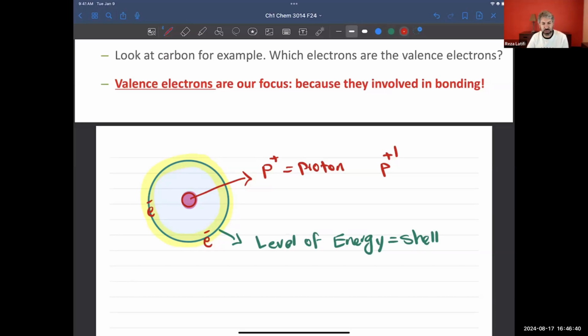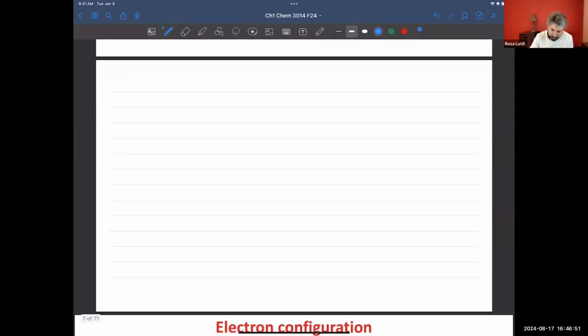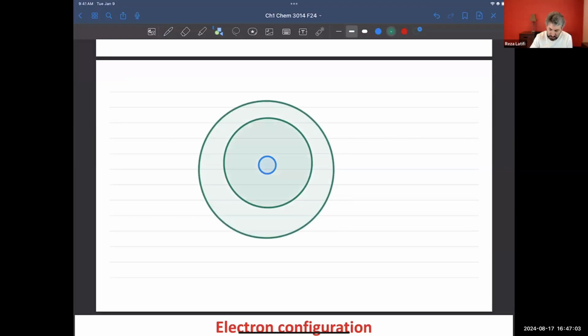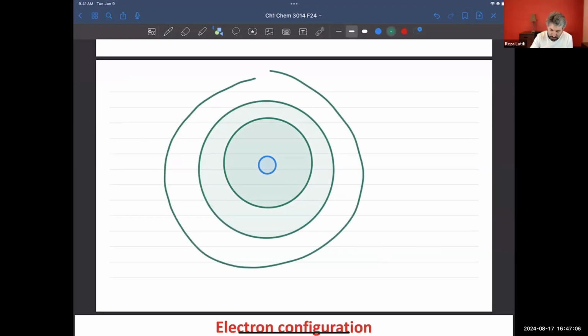The first shell or level of energy can accommodate 2 electrons, while the second one is going to have 2 + 6, so it will be 8. So again, let's draw. Draw a nucleus. We have a tiny area that we call the nucleus. Next, we're going to have the first orbit, then the second orbit, then you will have, for example, the third orbit.